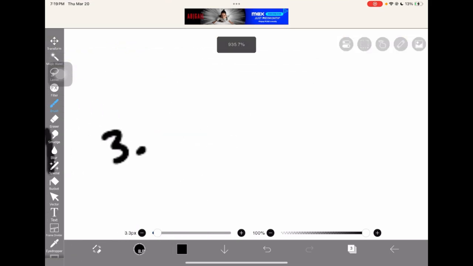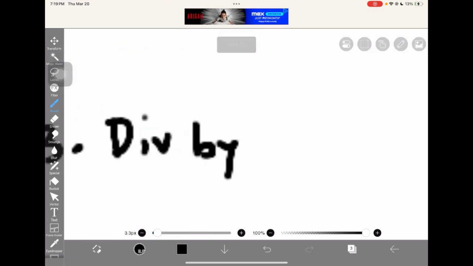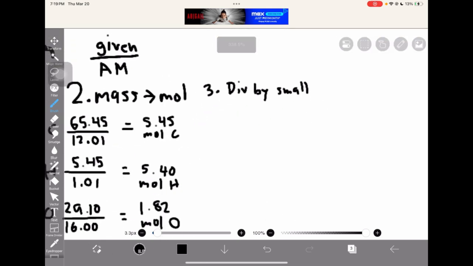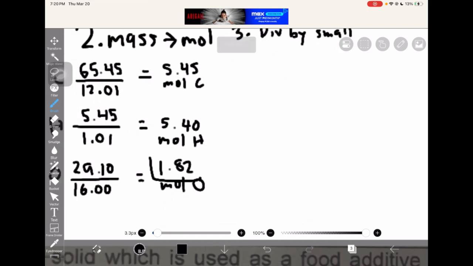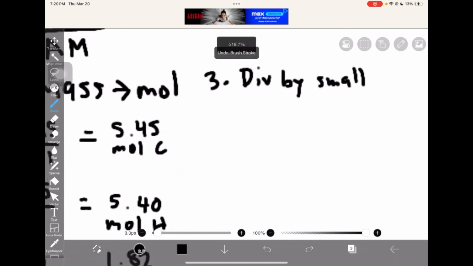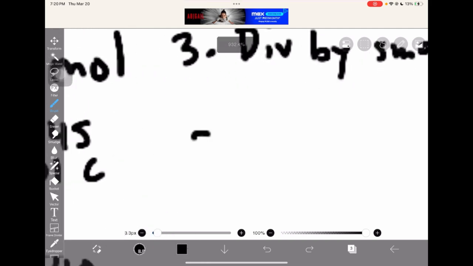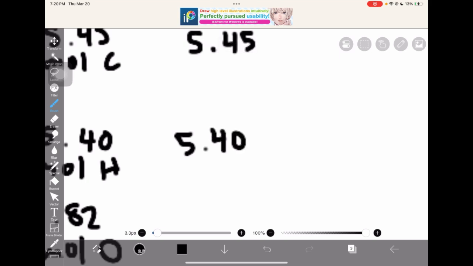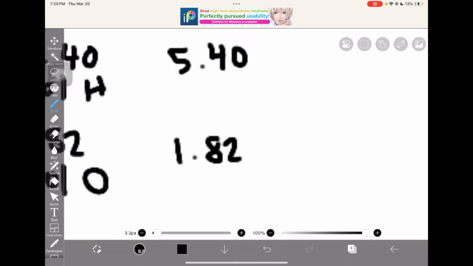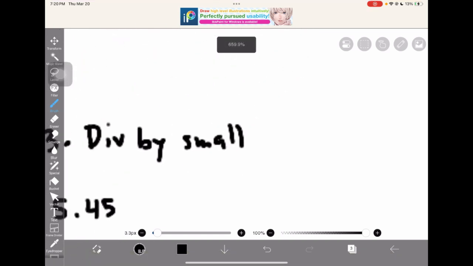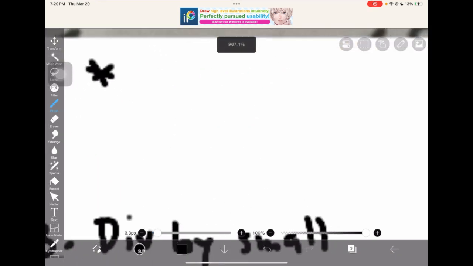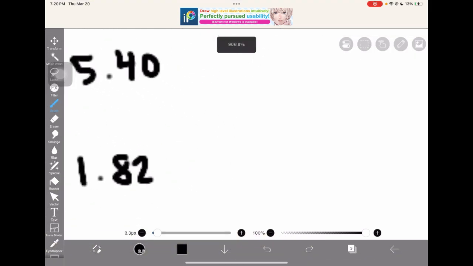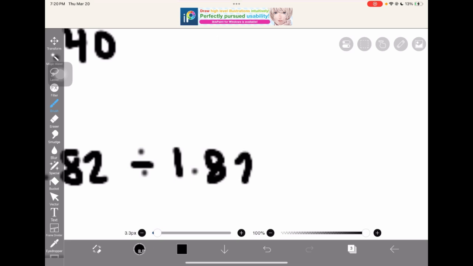Divide by small. Now, you have these values over here. You want to pick out the smallest and divide all three of them by that. So we can just copy 5.45, 5.40, and 1.82. By the way, that's a fourth step, I'll explain later. Anyway, divide by small. We have 1.82 as the smallest, so everything gets divided by 1.82.